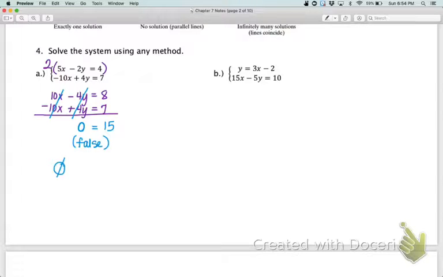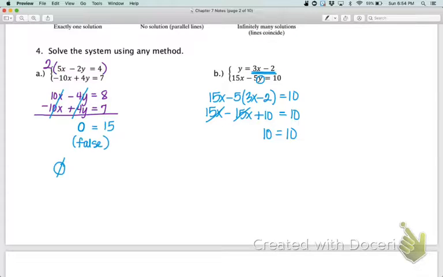Okay, now looking at B, I see that this one already has my equation solved for y. So that's my clue that I'm going to use the substitution method. I'm going to remove the y from the second equation and use the substitution that y is equal to 3x minus 2. When we work all of that down, we end up losing our variables again. But this time we're left with the statement that 10 is equal to 10.